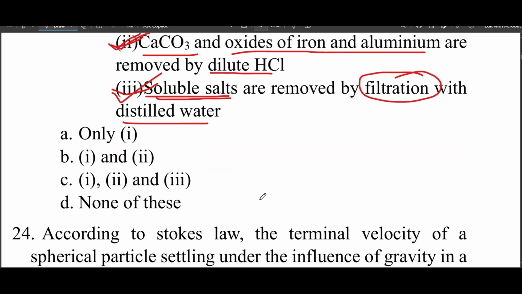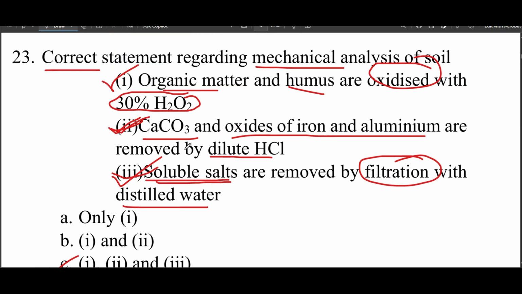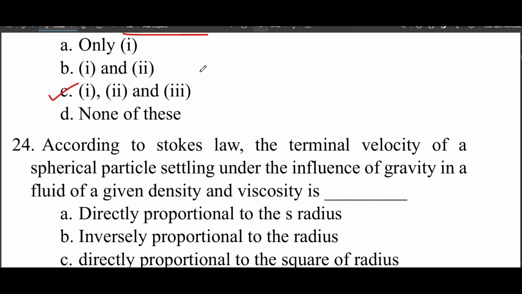So let's look at the options: only 1 and 2; 1, 3 and 4; 3; 1, 2 and 3. So this is the correct answer. You have to study these sentences. Organic matter and humus are oxidized with 30% H2O2. By dilute HCl, we remove calcium carbonate and oxides of iron and aluminium. And by filtration with distilled water, we remove soluble salt for mechanical analysis. Because we don't want all these particles, we are removing them in the mechanical analysis. Next.